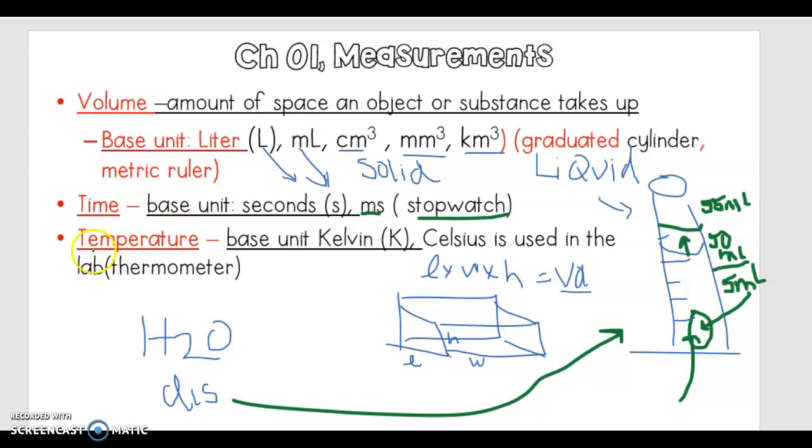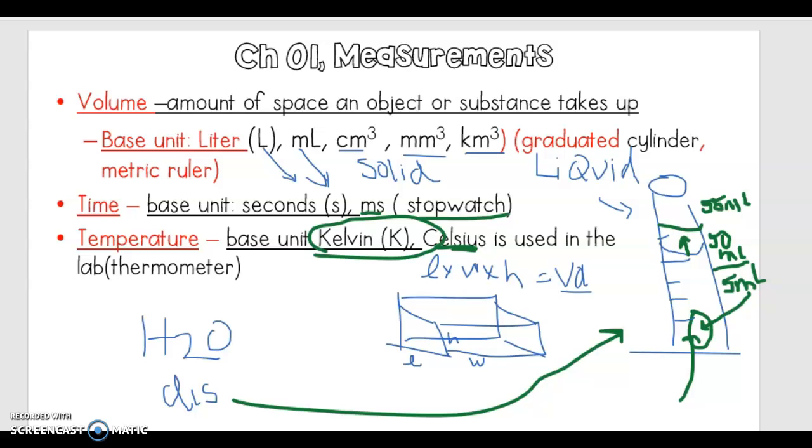And temperature is another measurement in the metric system. The base unit is the Kelvin. I'm sure you guys have heard of that in the past, but in the lab, we're going to use Celsius. All of our thermometers are calibrated in degrees Celsius. Fahrenheit is something that you would see the weatherman talk about, but if we're finding the temperature of something in the lab, we are going to use Celsius. But if you were writing a scientific paper, your temperature would be in Kelvin because Kelvin is the base unit.